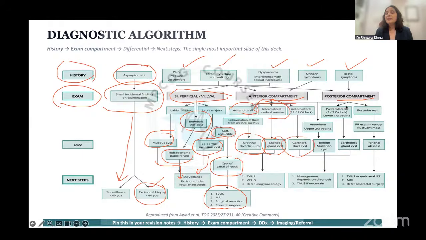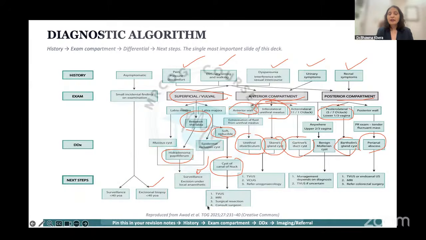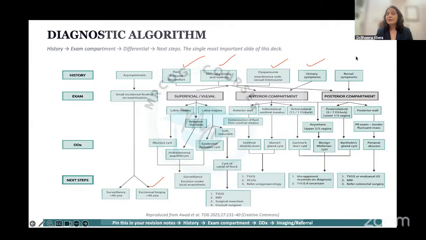In the posterior compartment, what can be the possibilities? Posterolaterally, in the lower one-third, you may find a Bartholin gland cyst. In the posterior wall, there could be an upper rectal tender fluctuant mass, which is basically a simple perineal abscess. So these are the various things which we can find here. Let's go through all of these one by one for better clarification. Depending on what compartment you are dealing with, you can put up your differential diagnosis accordingly.